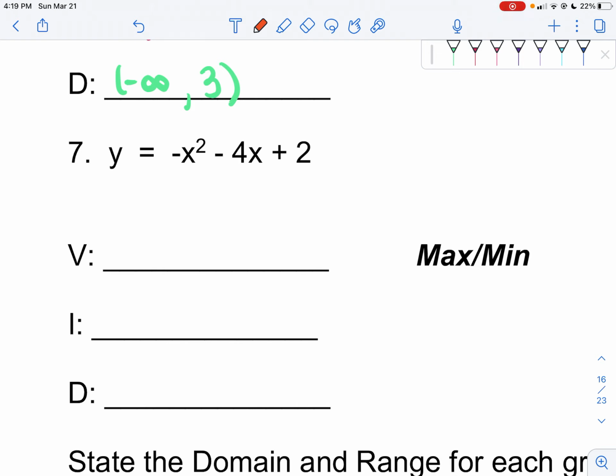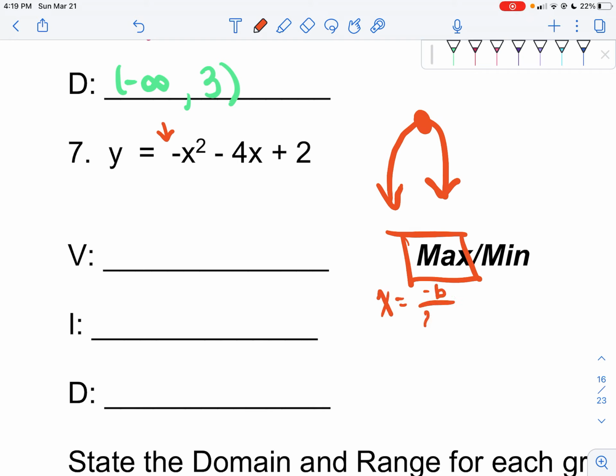So number 7, we are in standard form. We have no parentheses. The exponents are from greatest to least. So we have that negative a value, so the parabola will be opening down, which means our vertex is a maximum. Okay, to find the x value of the vertex when we are in standard form, we want the opposite of b over 2 times a. So we're going to start with finding the a value. Remember, the a value is the leading coefficient, so the number in front of the variable here is negative 1. B is that middle coefficient, which is negative 4.